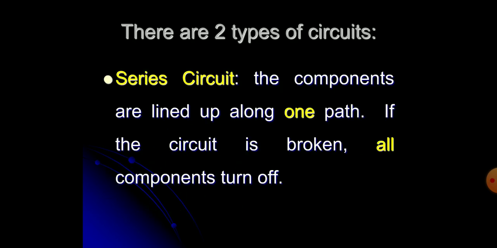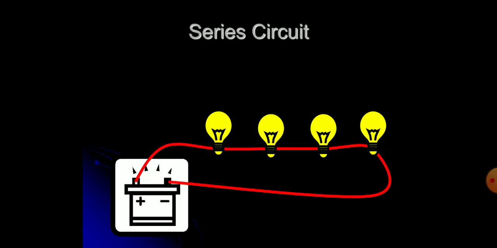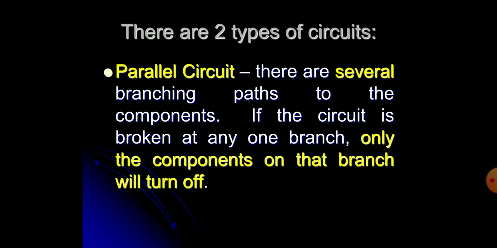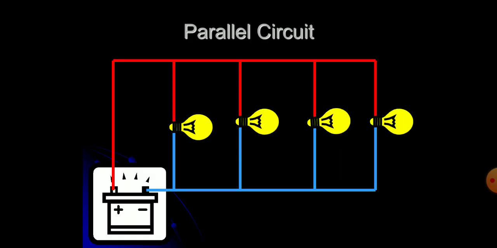There are two types of circuits. Series circuit, the components are lined up along one path. If the circuit is broken, all components turn off. This is the symbolic representation for a series circuit. Another one is the parallel circuit. There are several branching paths to the components. If the circuit is broken at any one branch, only the components on that branch will turn off. This is the representation for a parallel circuit.